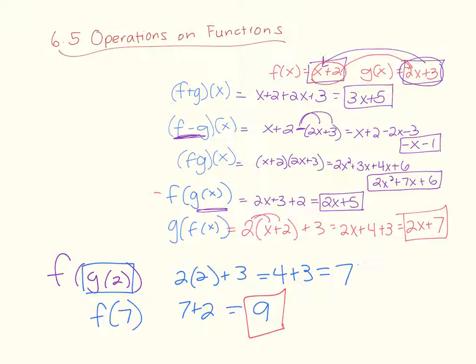Just pay attention, because it could be f of g of 2, it could have been g of f of 2, and you would have had a different answer. So the answer would have been 9. Ian? Oh, okay. You sure? Yeah. Everybody else okay? Anybody still copying it down?